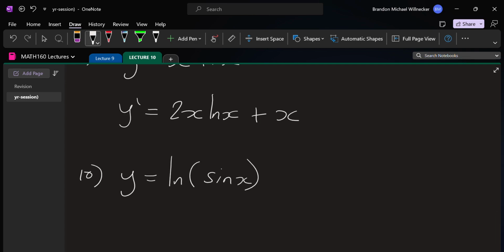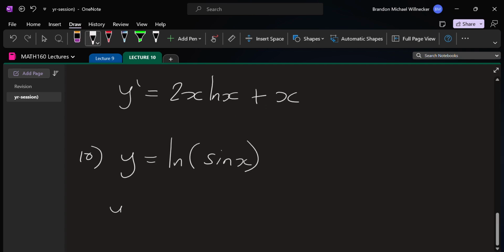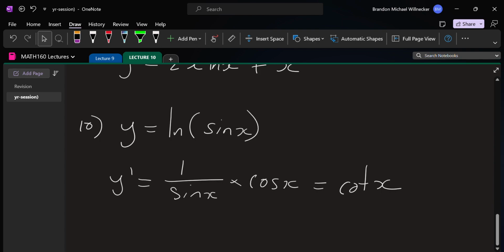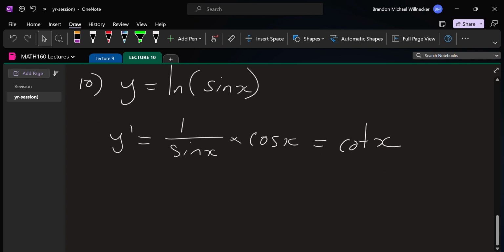So we have y is equal to the natural log of sine x. Okay, so now we have an inverse function, the natural log, and a composition because it's the natural log of sine of x. We've got a composition there. So y prime, that's going to be the derivative of the natural log, that's 1 over the stuff inside, so 1 over sine x, times the derivative of sine x, that's cos x, and we can write this as cotan x. Okay, so cos over sine, that's going to be cotan.